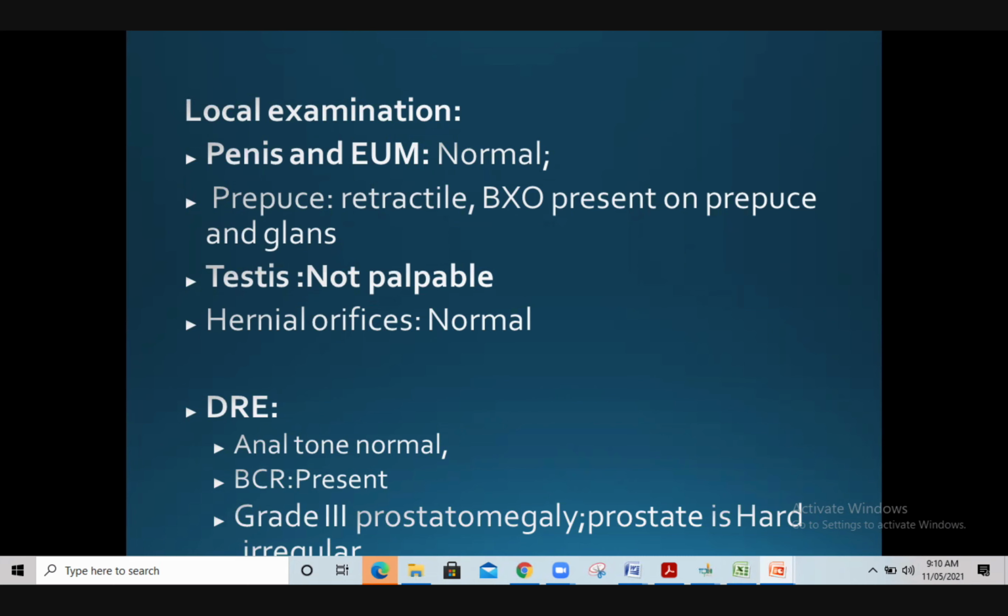Okay, apart from bone pain, what are the other symptoms you asked for in metastatic prostate? I would like to ask for jaundice. Any malignancy, what are the features? Loss of weight, loss of appetite.